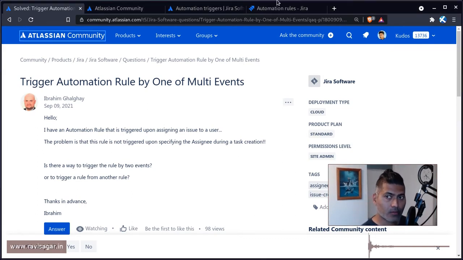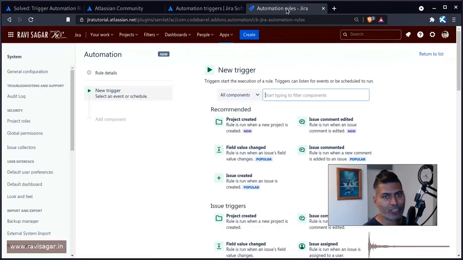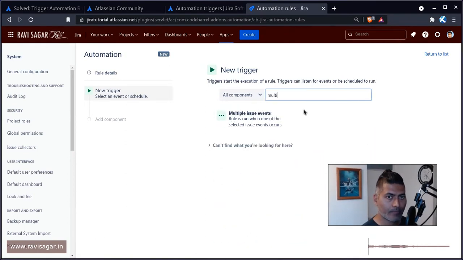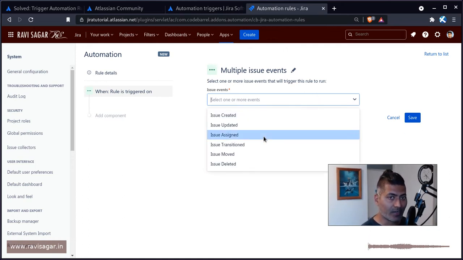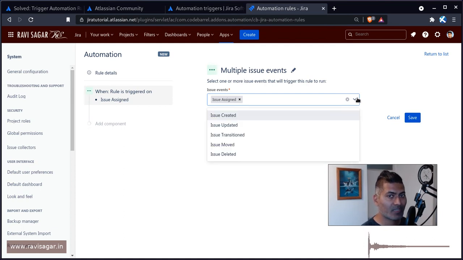Now there is also this feature in automation rules. When you create a new rule, of course you can take a look at these events, but there is also something called multiple issue events, which can work when you have multiple events related to the issue.